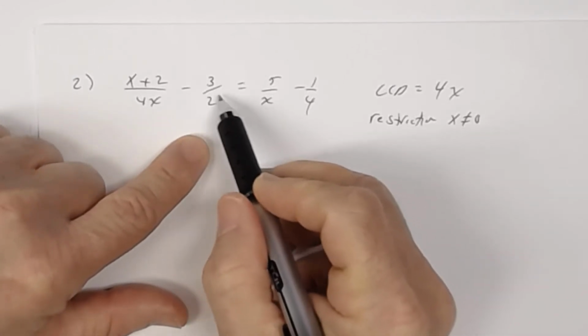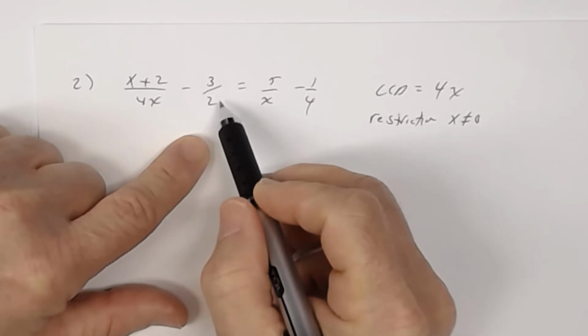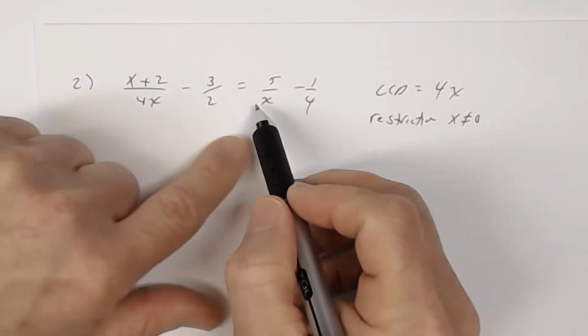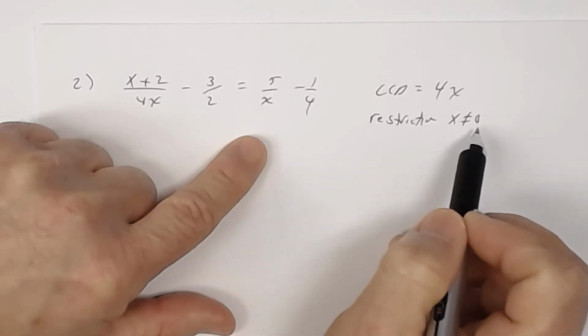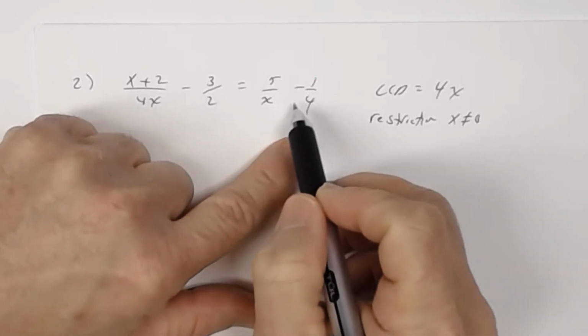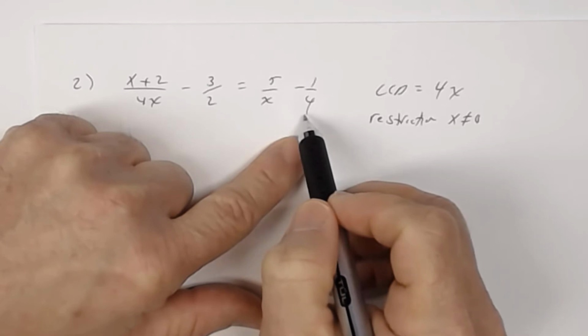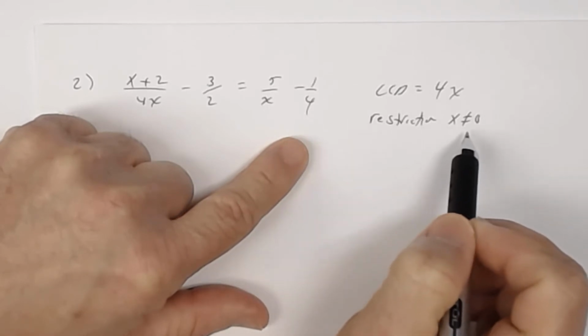Over here, there's no variable, so that means that this is always going to be a 2. It's never going to be 0. Over here, what makes this 0? Well, when x is 0, and we already have it. Here, that's a constant. That's never going to be 0. That's always going to be 4. And so there's my restriction.